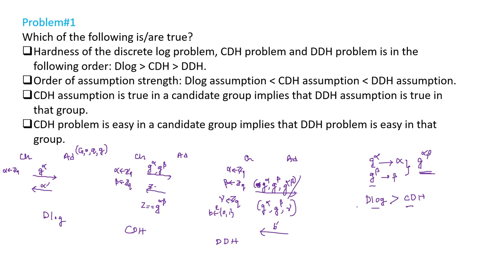Okay, between D log and CDH also, here you may be able to come up with some mechanism to compute g to the power alpha beta without individually computing the values of alpha and beta.